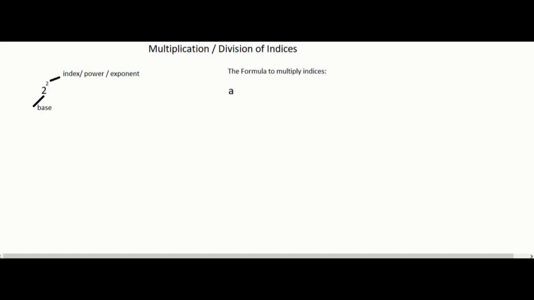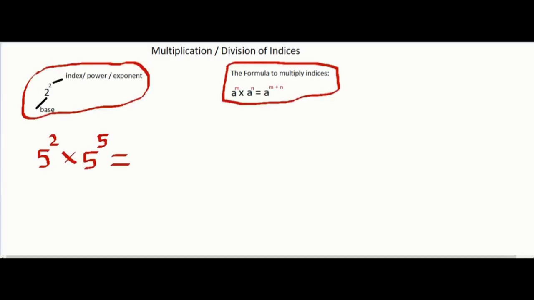So let us look at the formula to multiply indices. Let us do this example. As I mentioned before, we are looking at the multiplication aspect of laws of indices. The formula up here says that we should keep the base and we add the powers, or the indices, or the exponents.